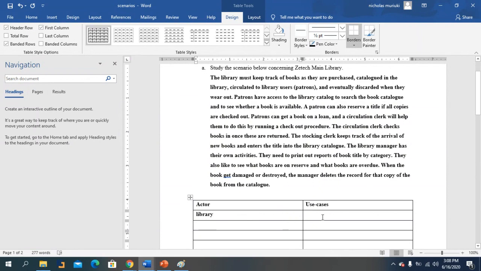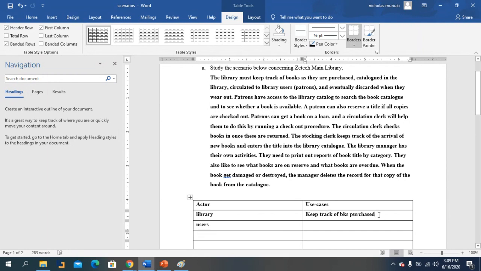But this library is used to keep track of books purchased, cataloged in the library, circulated to the library users. So we have another actor who is called users, and these are the ones that we are calling patrons. And eventually discarded when they wear out.